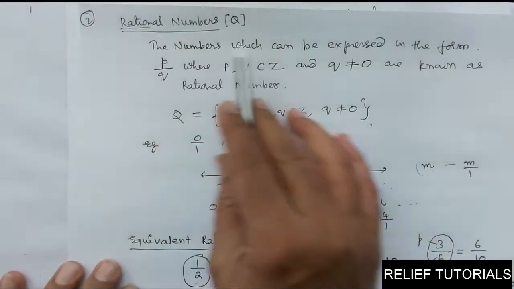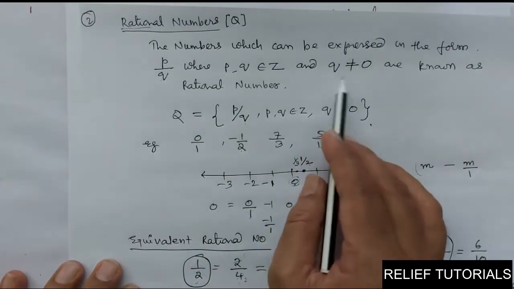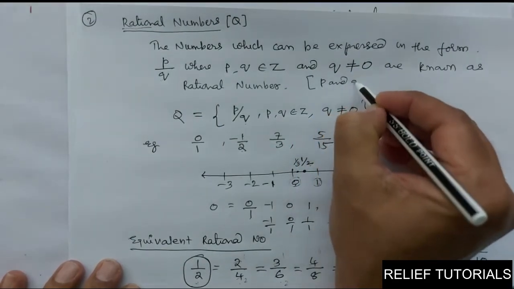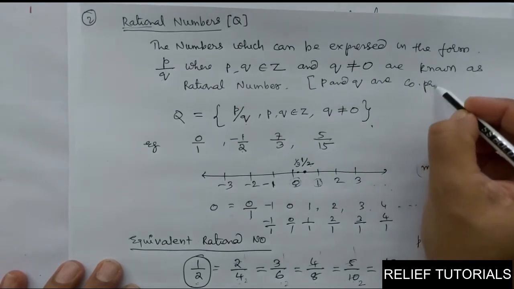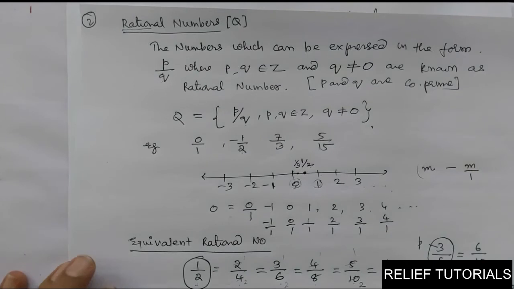So we can say a rational number is a number which can be expressed in the form P by Q, where P and Q belong to Z, Q is not equal to 0, and P and Q are co-prime, meaning which cannot be divided further. So this is the elementary knowledge of rational numbers. Again we will go into detail when we discuss decimal expansion. But these are the rational numbers.